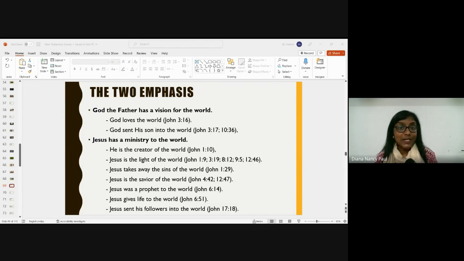Here we see that he is the creator of the world. He was in the world, and the world was made through him, and the world did not know him. He is the creator of the world. And verse 9 says, that was the true light which gives light to every man coming into the world. So what does it say? Jesus is the light of the world.